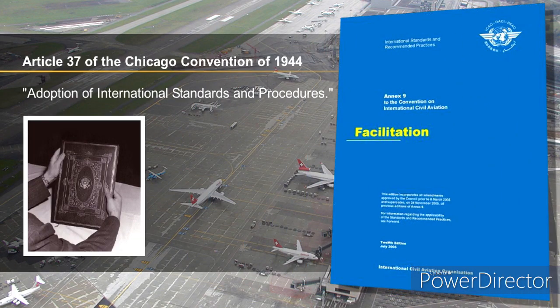The standards and recommended practices concerning facilitation, you may recall, are contained in Annex 9 of the ICAO Convention and are the outcome of Article 37. You will recall that this provided for the ICAO to adopt international standards and recommended practices to deal with customs and immigration procedures and such other matters that concern the safety, regularity, and efficiency of air navigation.